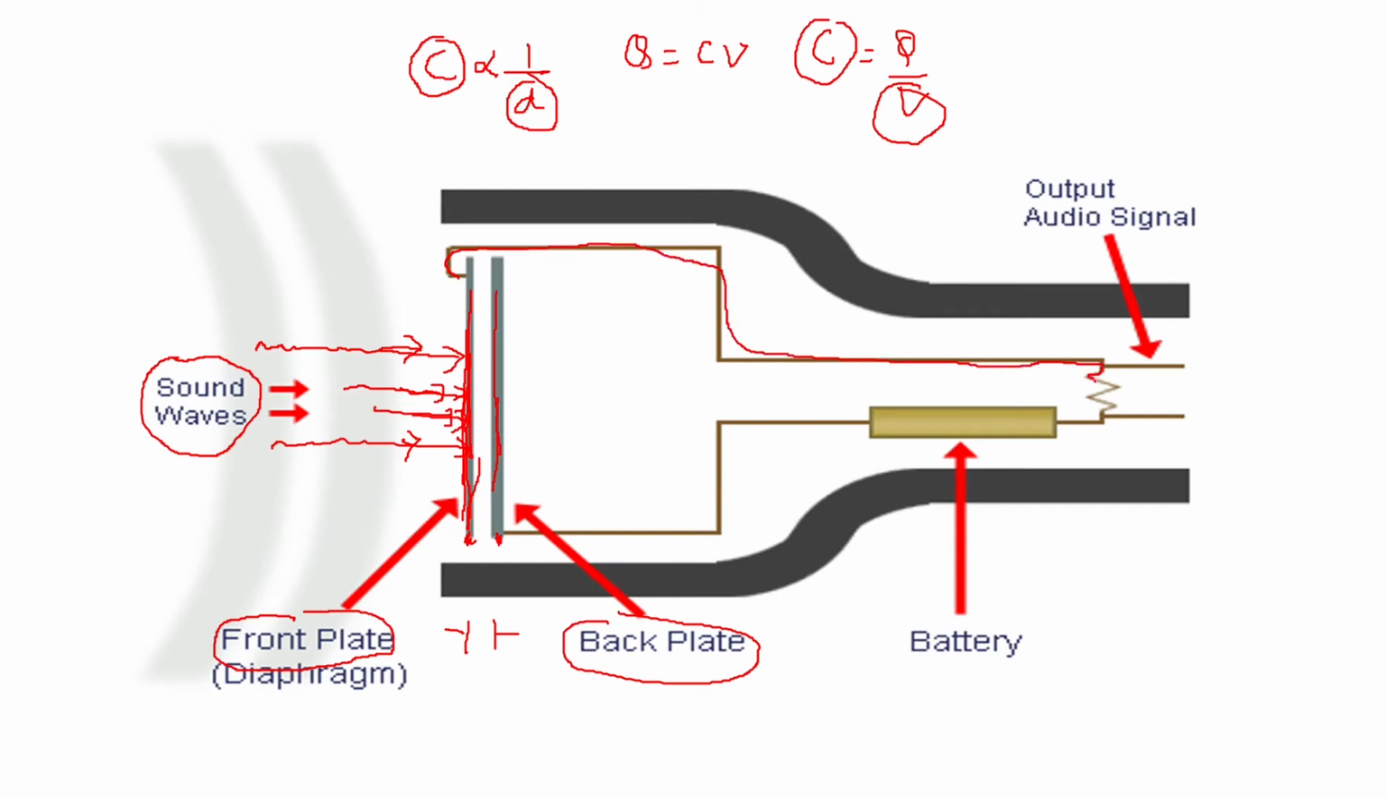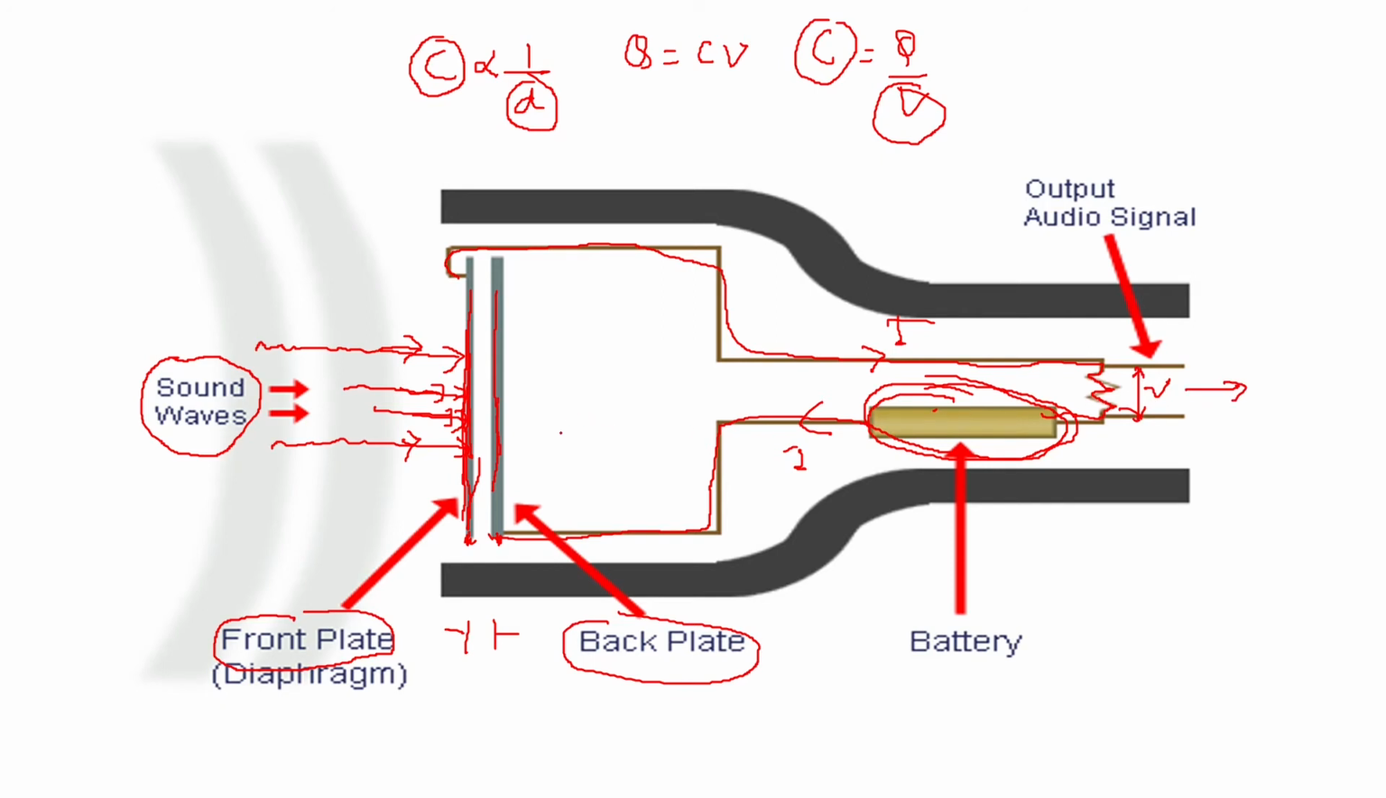Here you have a resistance across which the voltage will get developed, and here you have a battery which will provide the voltage for the circuit to get energized. The circuit starts from the front plate and is completed at the back plate. This battery will see that there is a current flowing in the circuit, and that current can produce a voltage across the resistance. That voltage you can take as the output signal.